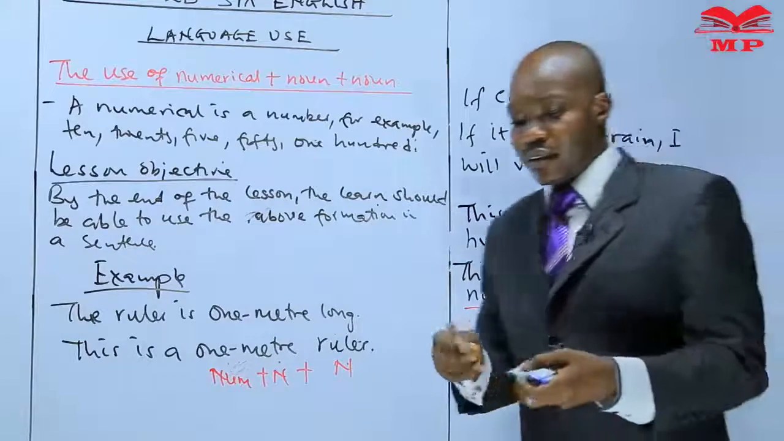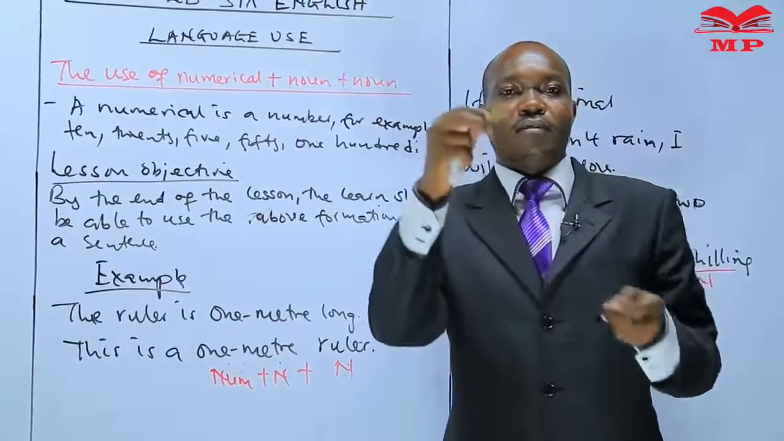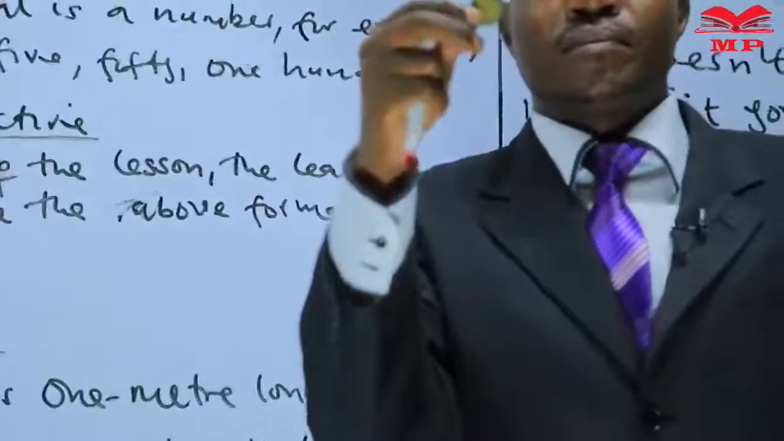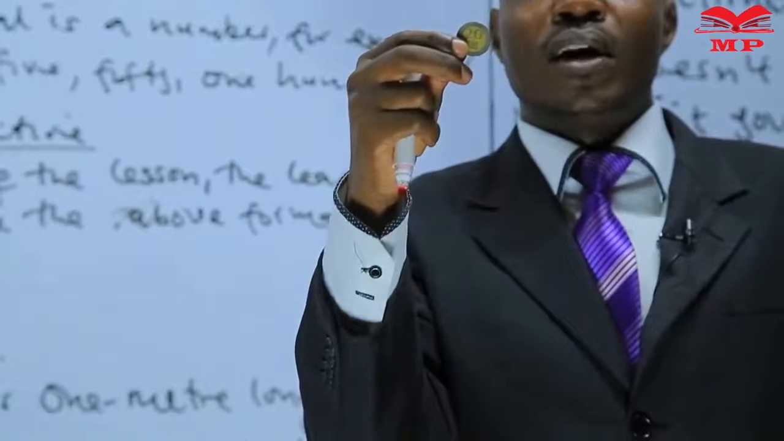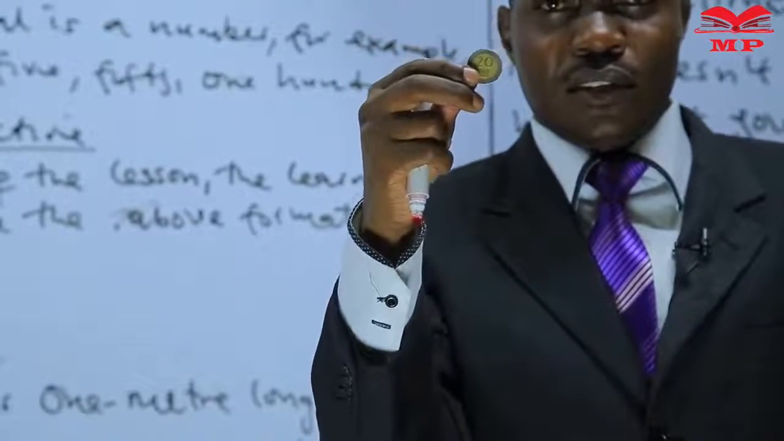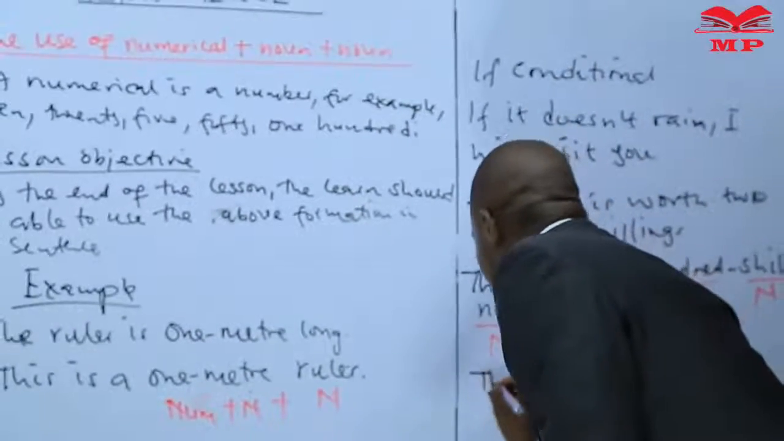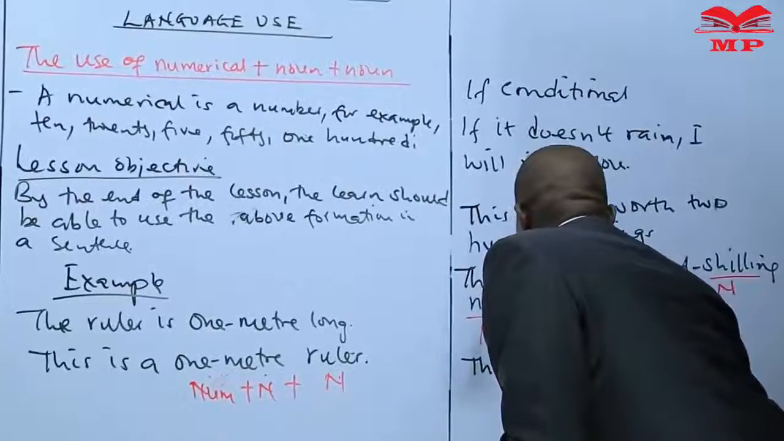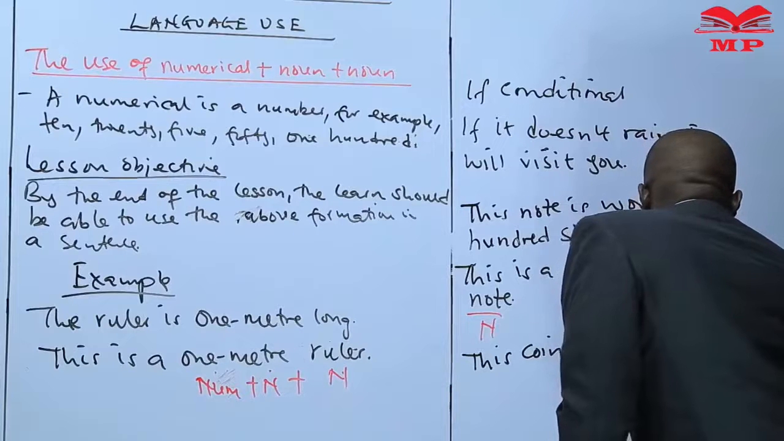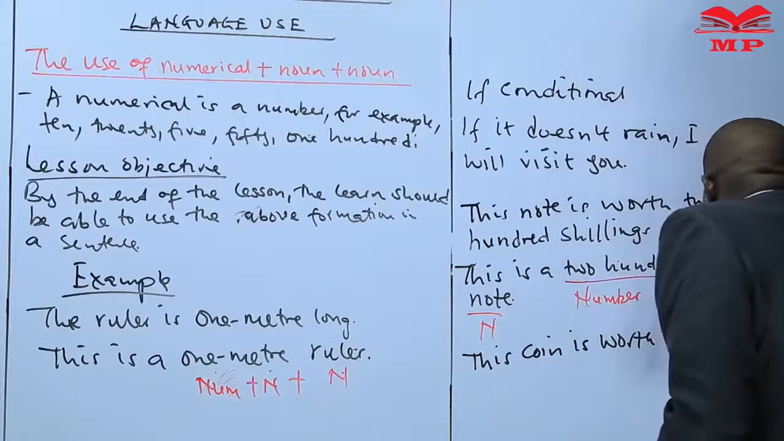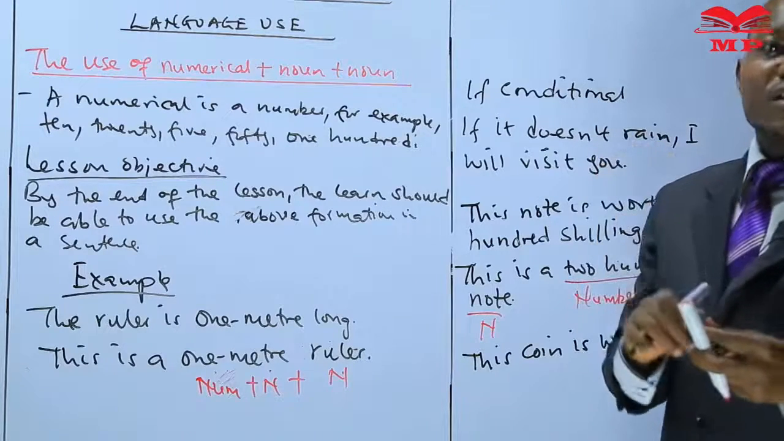Now, look at this coin. I have a coin in my hand. This coin is worth 20 shillings, okay? So you can say this coin is worth 20 shillings.